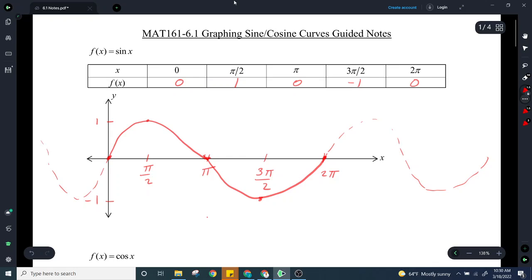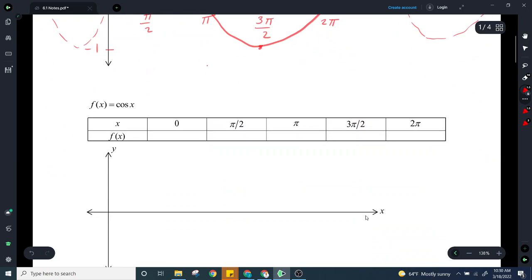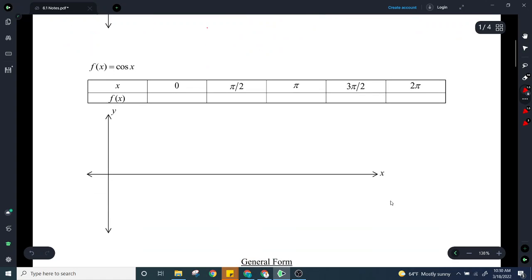Okay, so it's a continuous function. There's no breaks in the graph. It's cyclic. It follows that same pattern, and it repeats that cycle every 2 pi radians. Let's look at the cosine curve. So how does the cosine curve look different? Well, the difference is where it starts because of the values on the unit circle.